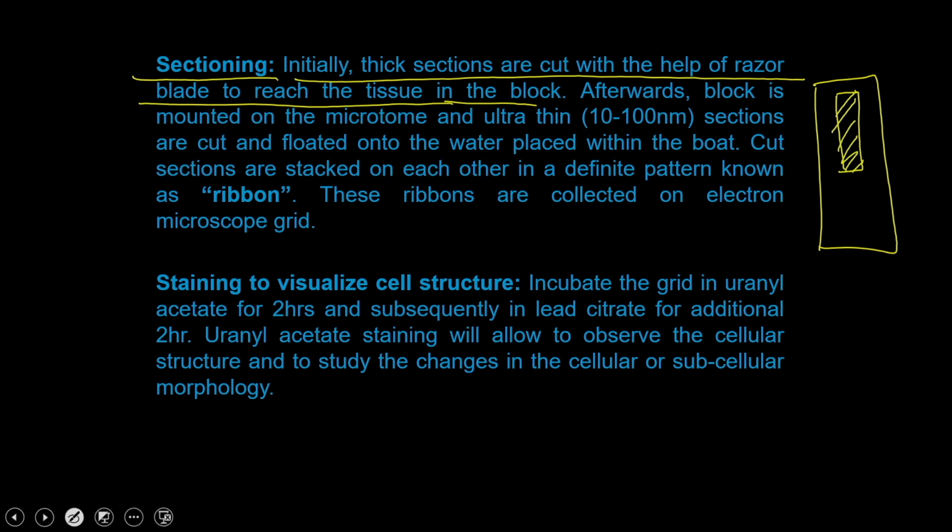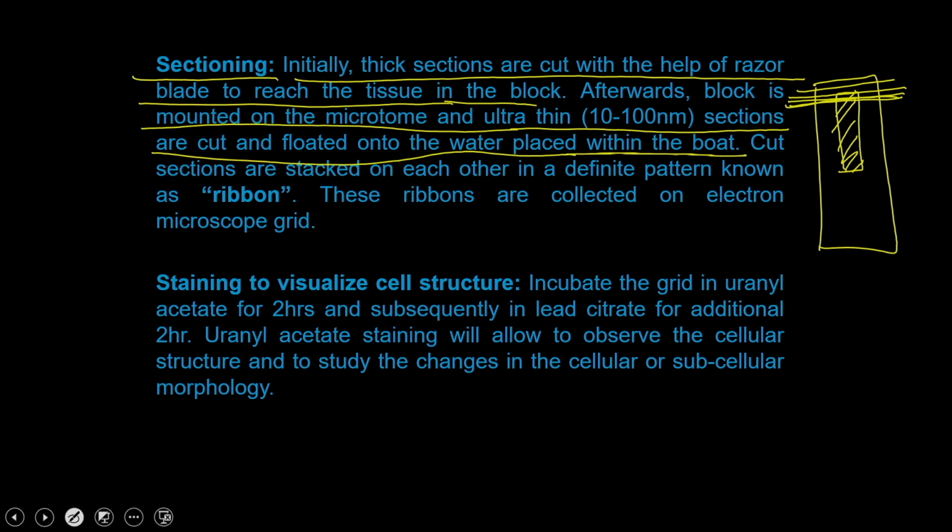What you are going to do is initially use a razor to cut the sample into thick sections, like 10 micron or 1 micron sections. When you cut the 1 micron sections, you are going to reach this particular tissue. Once you reach the tissue, the block is mounted onto a microtome, and ultra thin sections are cut and floated onto water placed in a boat, and the sections are stacked onto each other in a definite pattern known as the ribbon.